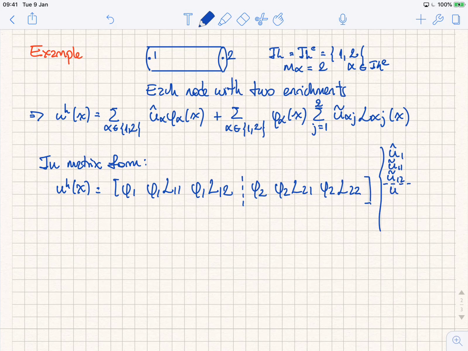And then you have this. The next one is a standard FEM degree of freedom, U hat 2, and U tilde 2 1, U tilde 2 2 are the other enriched degrees of freedom. This is the way you would write it in matrix form.